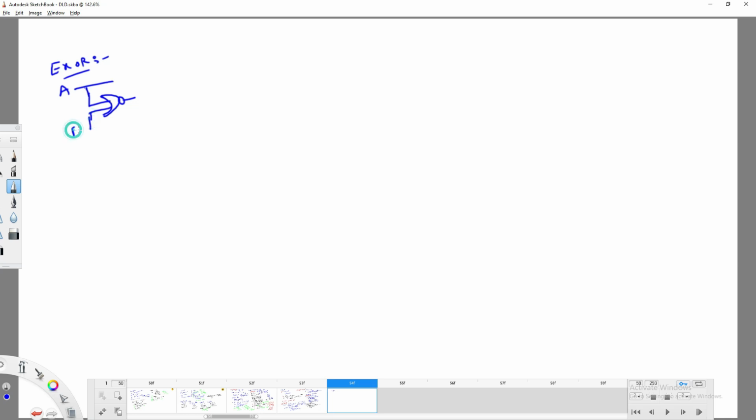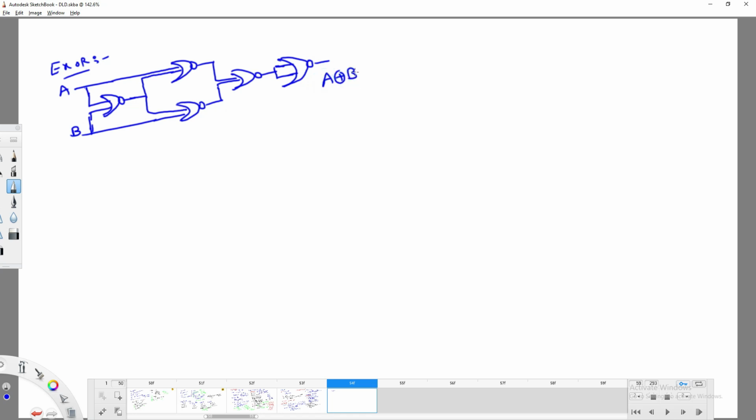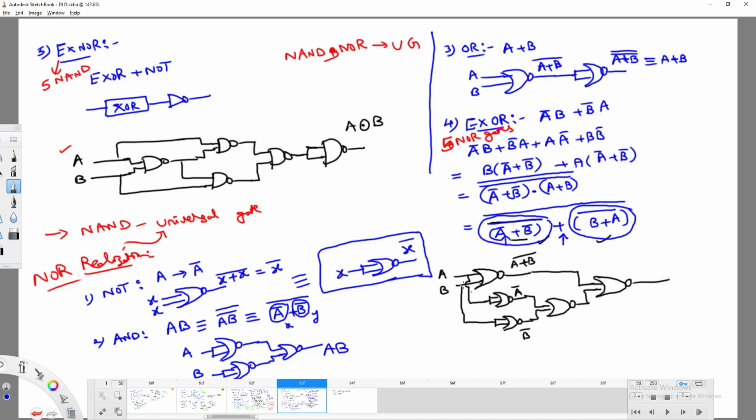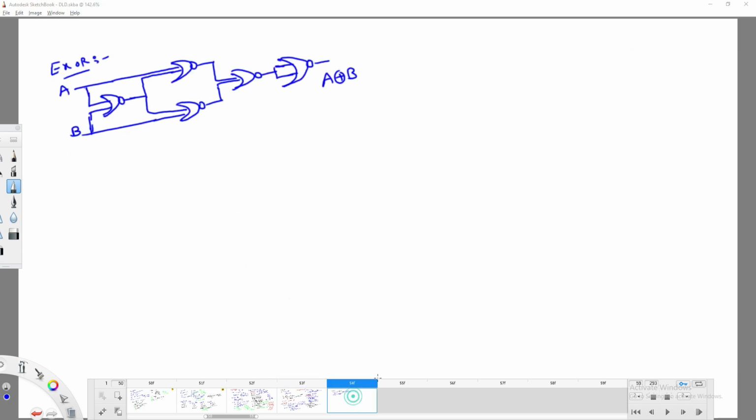A, B as input, this is one NOR gate, and another NOR gate. For this input, I'm going to get like this, and for this input, I'm going to get like this. So this is also A XOR B, right? These two are the same, right? If you give the inputs, you are going to get the same outputs for these circuits. Okay, fine. Let us see the next one.